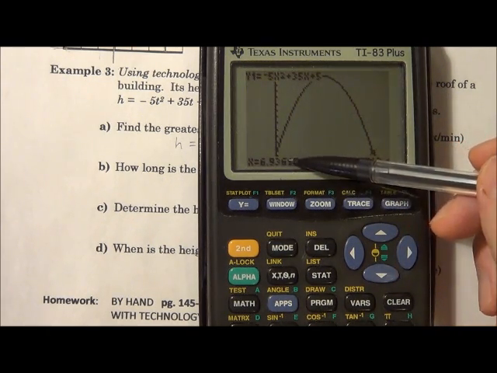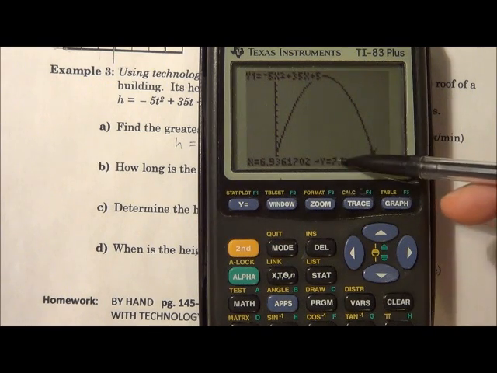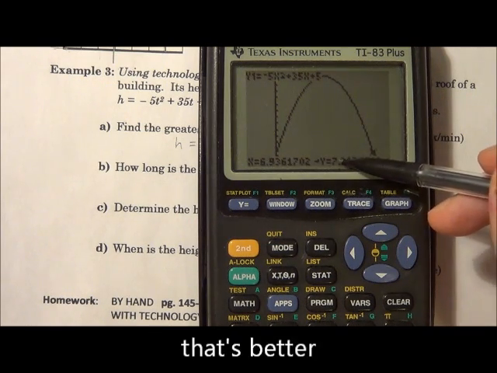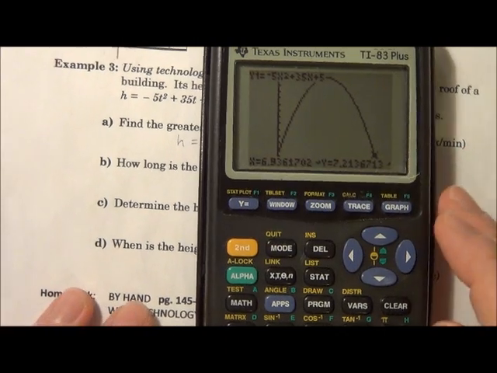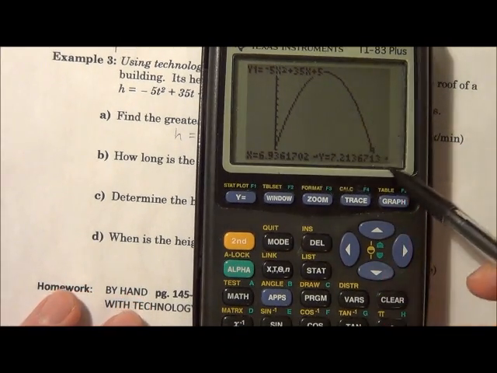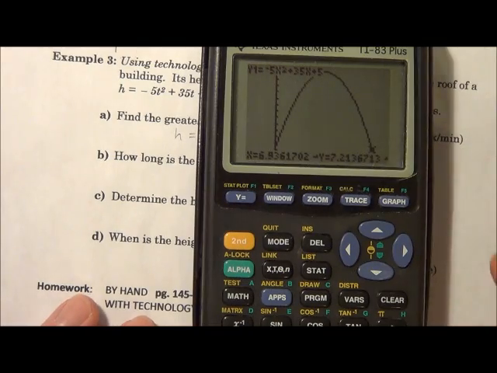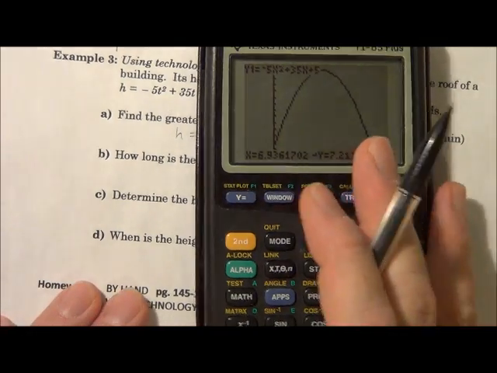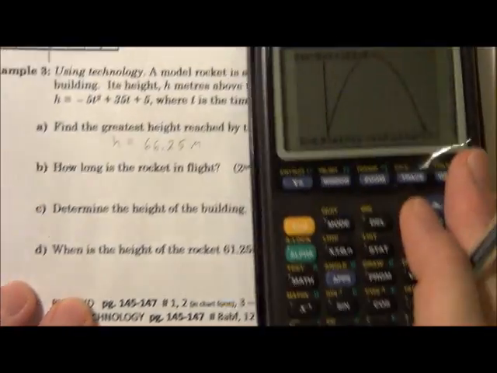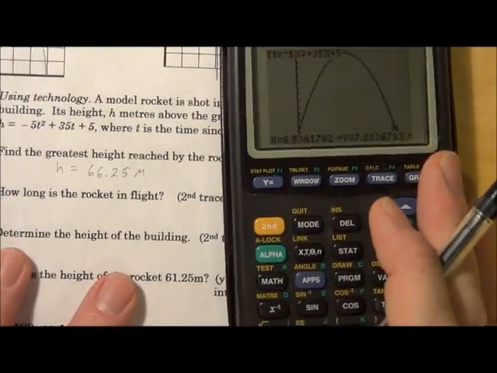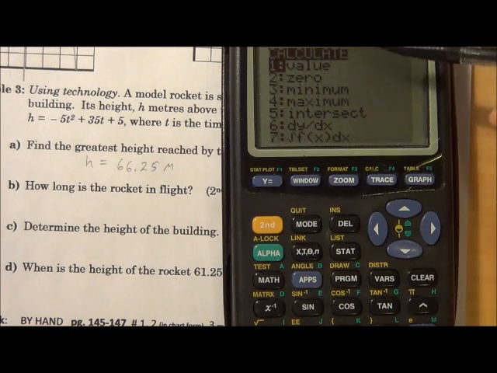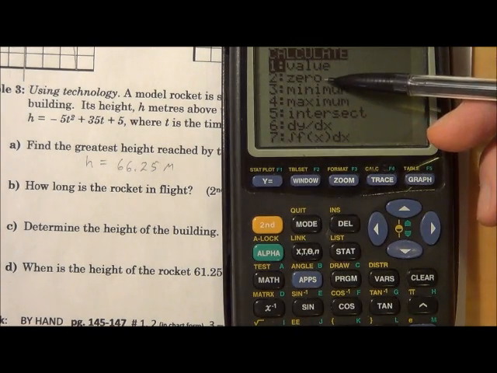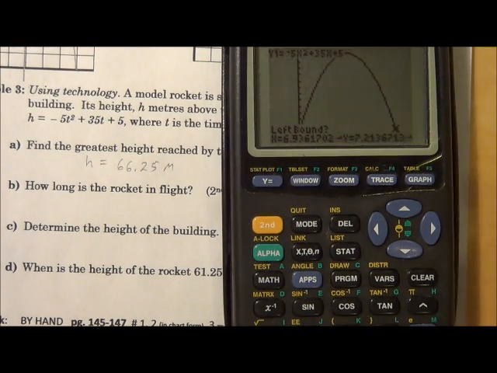If we could find where y equals 0, that would tell us the x value, or the time when the rocket then hits the ground again, when y equals 0. Or, quite conveniently, as I shift around the paper here, we could do second, trace again, calculate, and we want to look at 0. Where is the 0? Press 2.